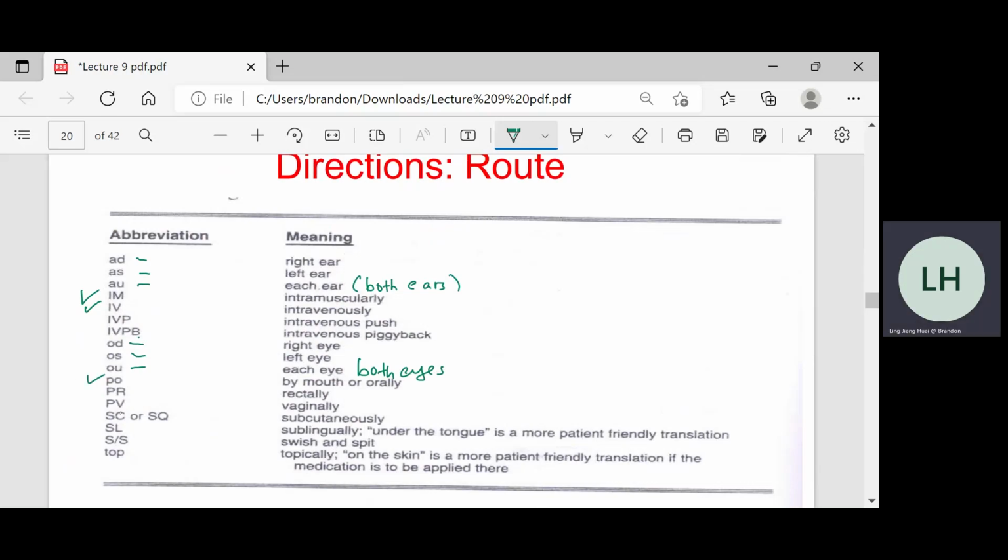Okay, PO tadi kita sudah bincang, by oral, by mouth. PR means per rectal. Okay, rectally secara masuk melalui dubur. PV means through vagina. SC means subcutaneous, di bawah itu skin of the lemak. SL means sublingual, di bawah lidah.